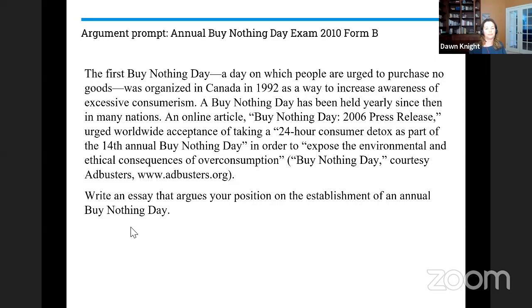Okay, so here's the prompt. The first Buy Nothing Day, a day on which people are urged to purchase no goods, was organized in Canada in 1992 as a way to increase awareness of excessive consumerism. A Buy Nothing Day has been held yearly since then in many nations. An online article, Buy Nothing Day 2006 press release, urged worldwide acceptance of taking a 24-hour consumer detox as part of the 14th annual Buy Nothing Day in order to expose the environmental and ethical consequences of overconsumption. Write an essay that argues your position on the establishment of an annual Buy Nothing Day.